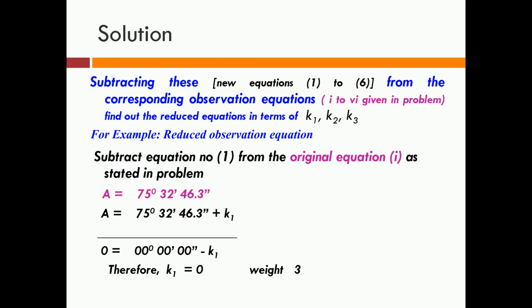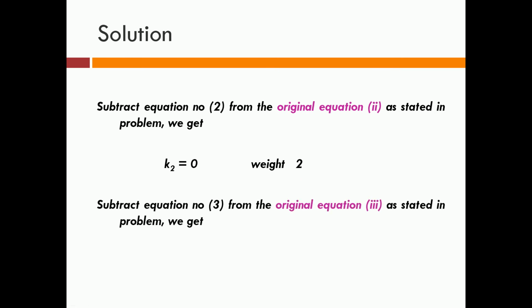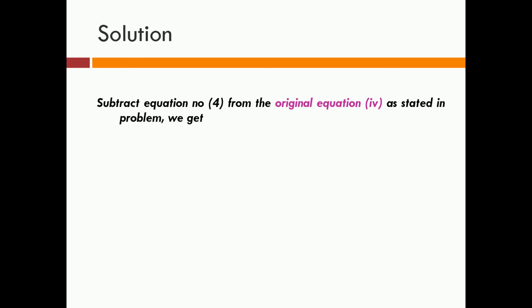Likewise, there are 6 equations. If you subtract the second equation from the original equation, third equation from the original equation, fifth, sixth, you will get this result. Subtract equation number 2 from the original equation 2. So, I am getting the result K2 is equal to 0, with the weight of the original equation, weight 2. Likewise, if you subtract equation number 3 from the original equation, then you will get K3 is equal to 0 with weight 2. For equation number 4, you will get the result K1 plus K2 is equal to plus 2.1 seconds with weight 2.